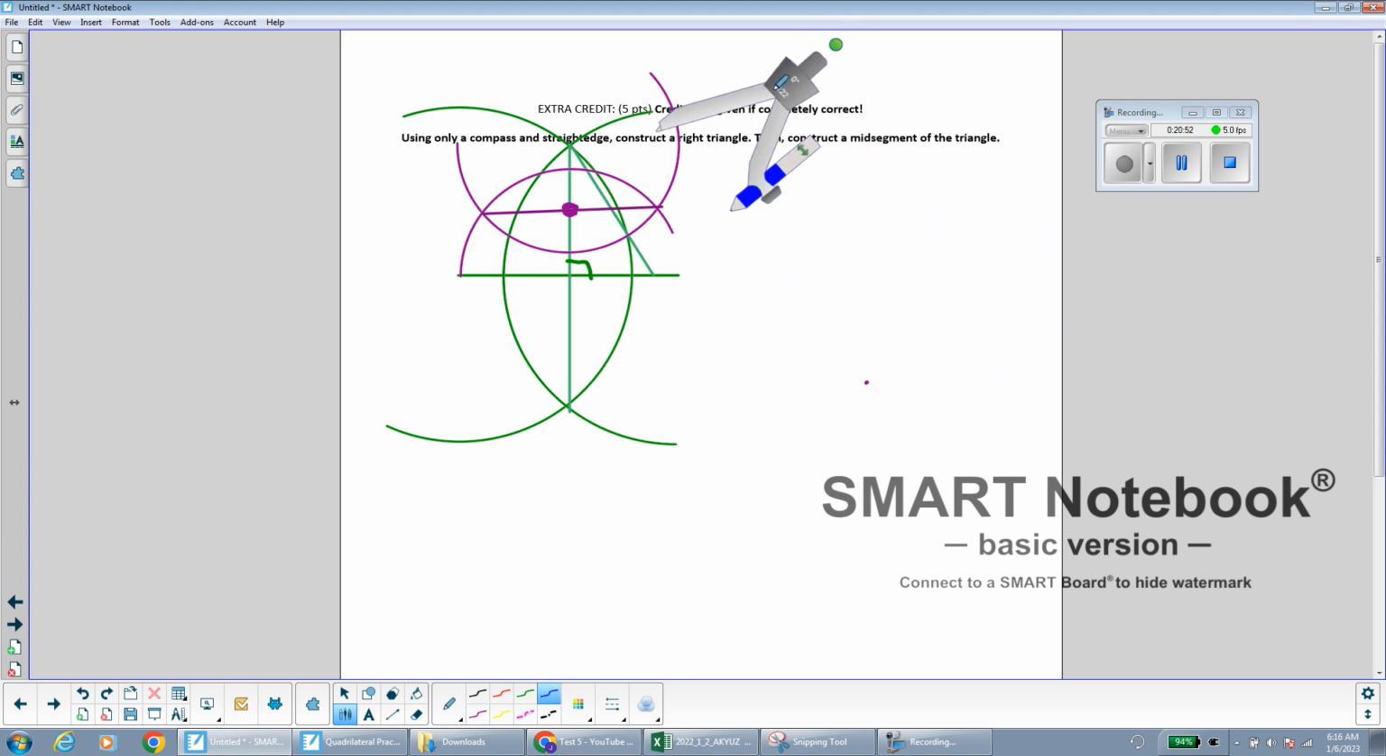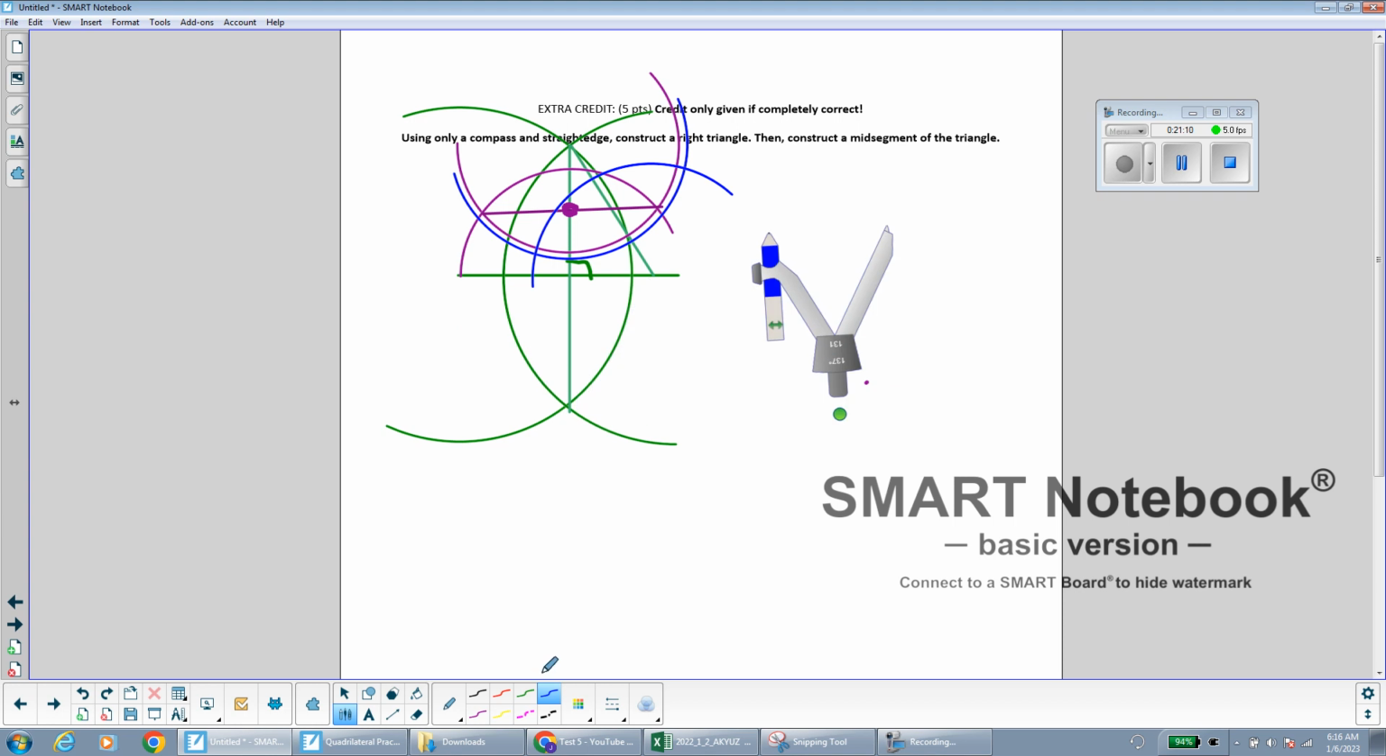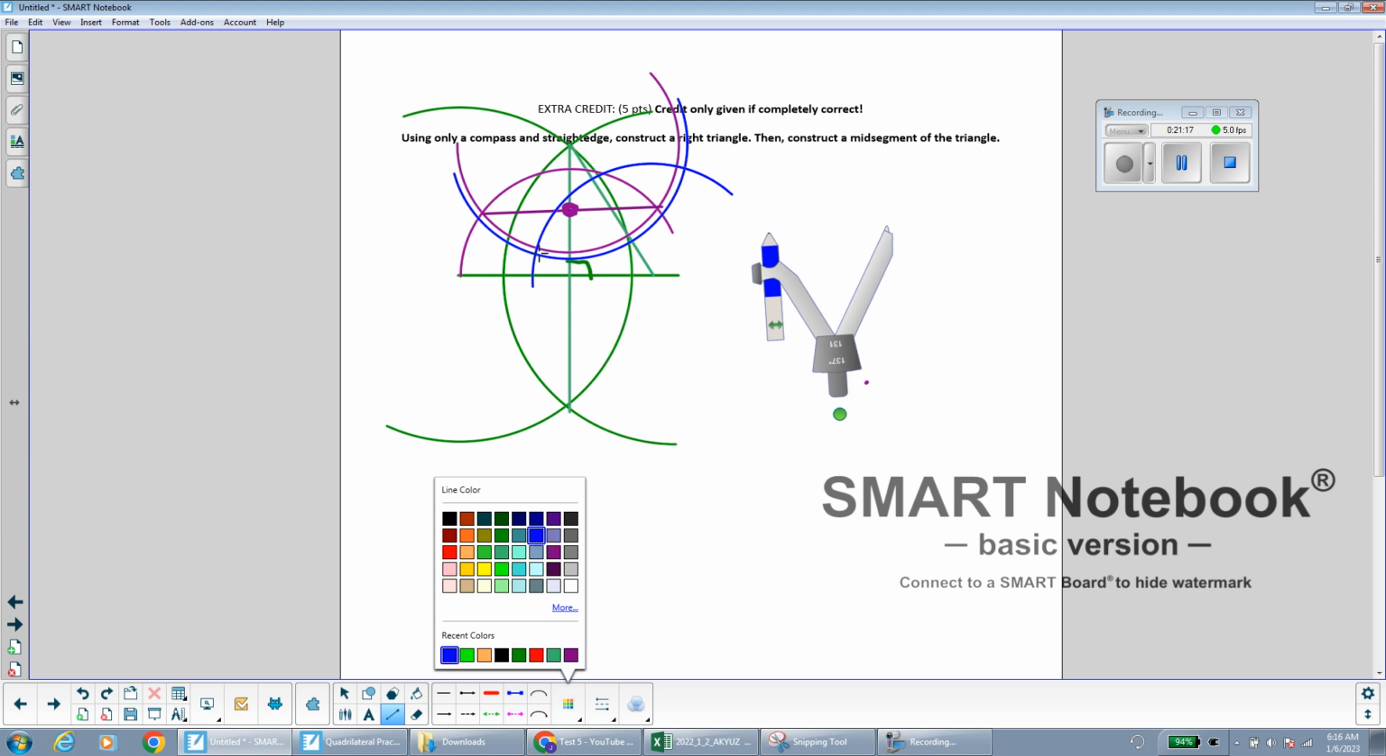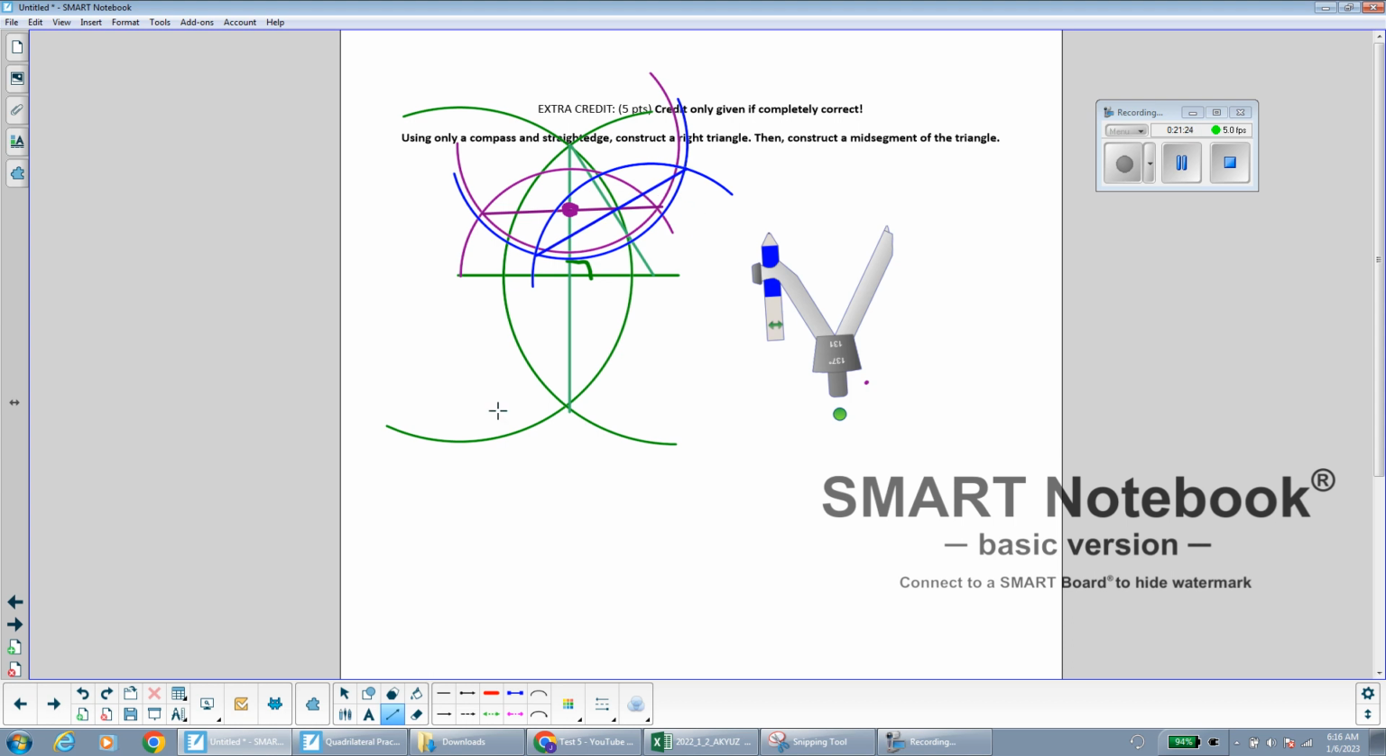And I'm just going to go over to the endpoint of the other side I'm using. More than halfway down, but the exact length doesn't matter. Arc above and below. Using the same distance, heading on over to the other endpoint. Arc above and below. And let me get a different color for my line. And using my straight edge, I'm going to connect from intersection point to intersection point.